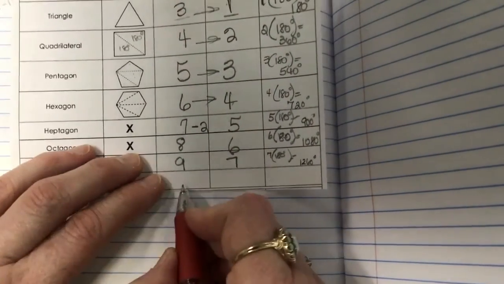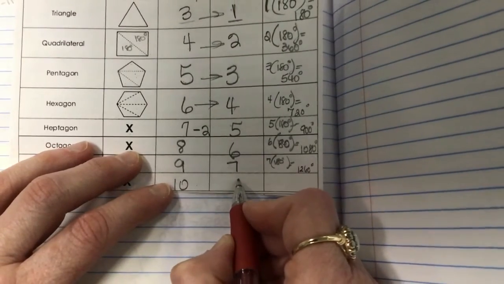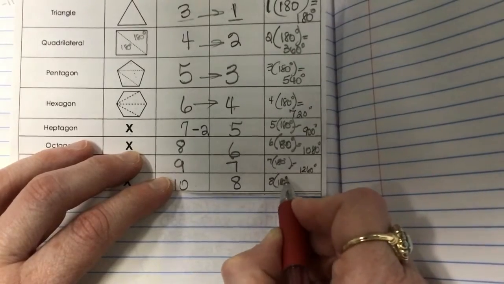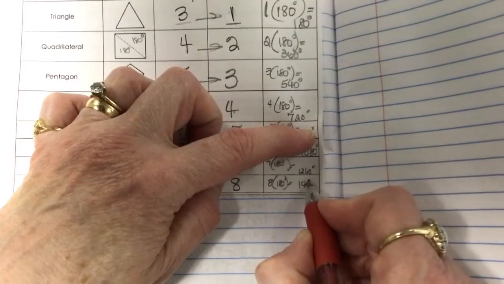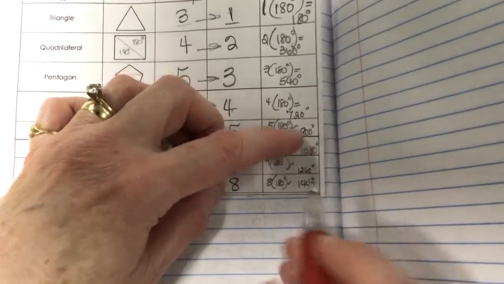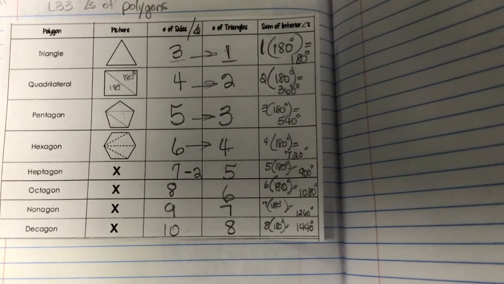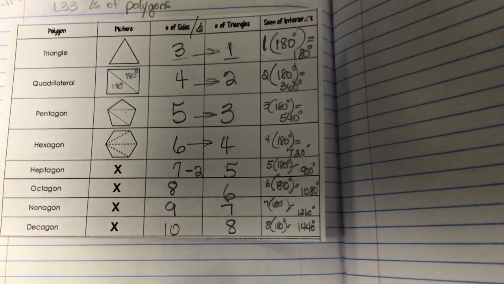And then a decagon is a 10-sided figure, and so the number of triangles would be 8. 8 times 180 is 1440 degrees. And let's go ahead and glue that in, because I want to do 2 more.